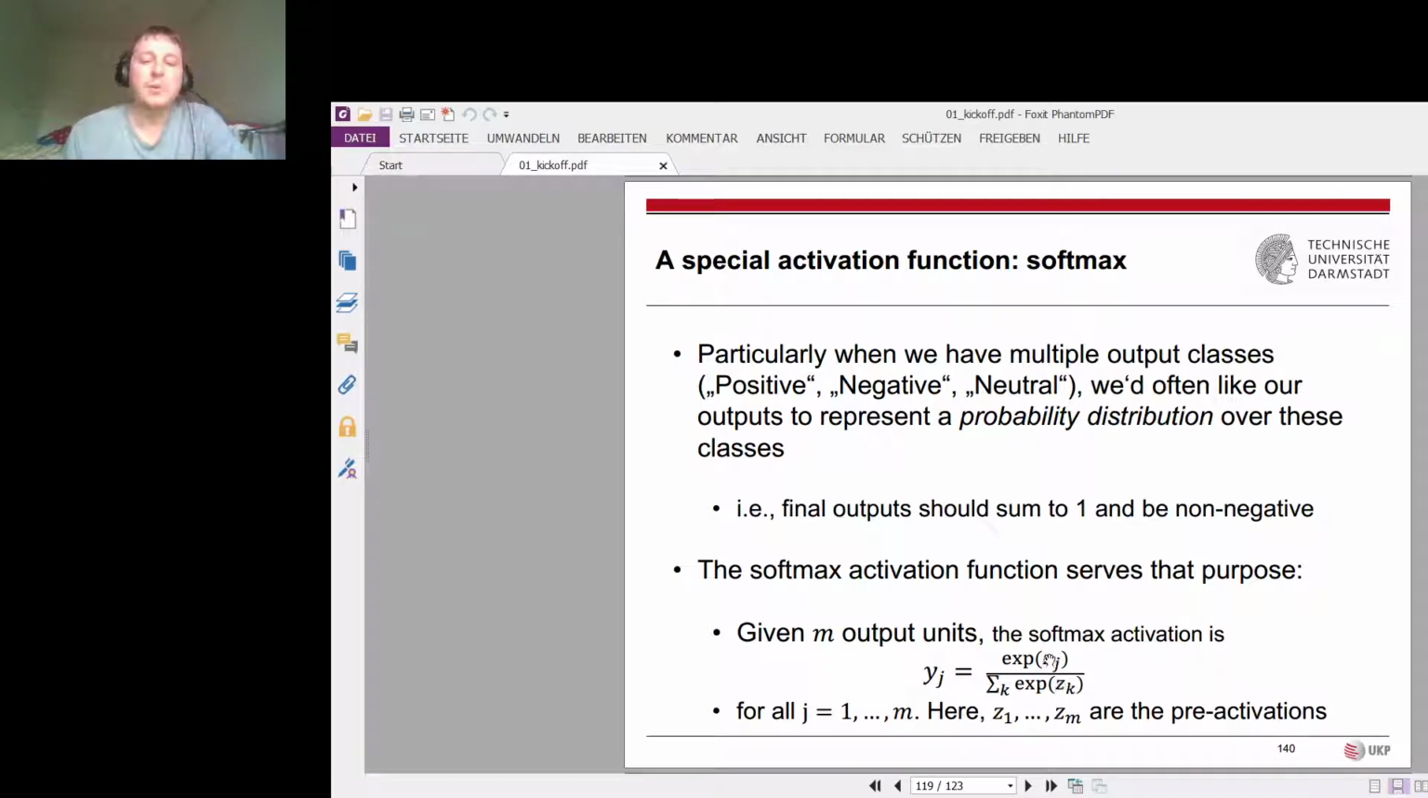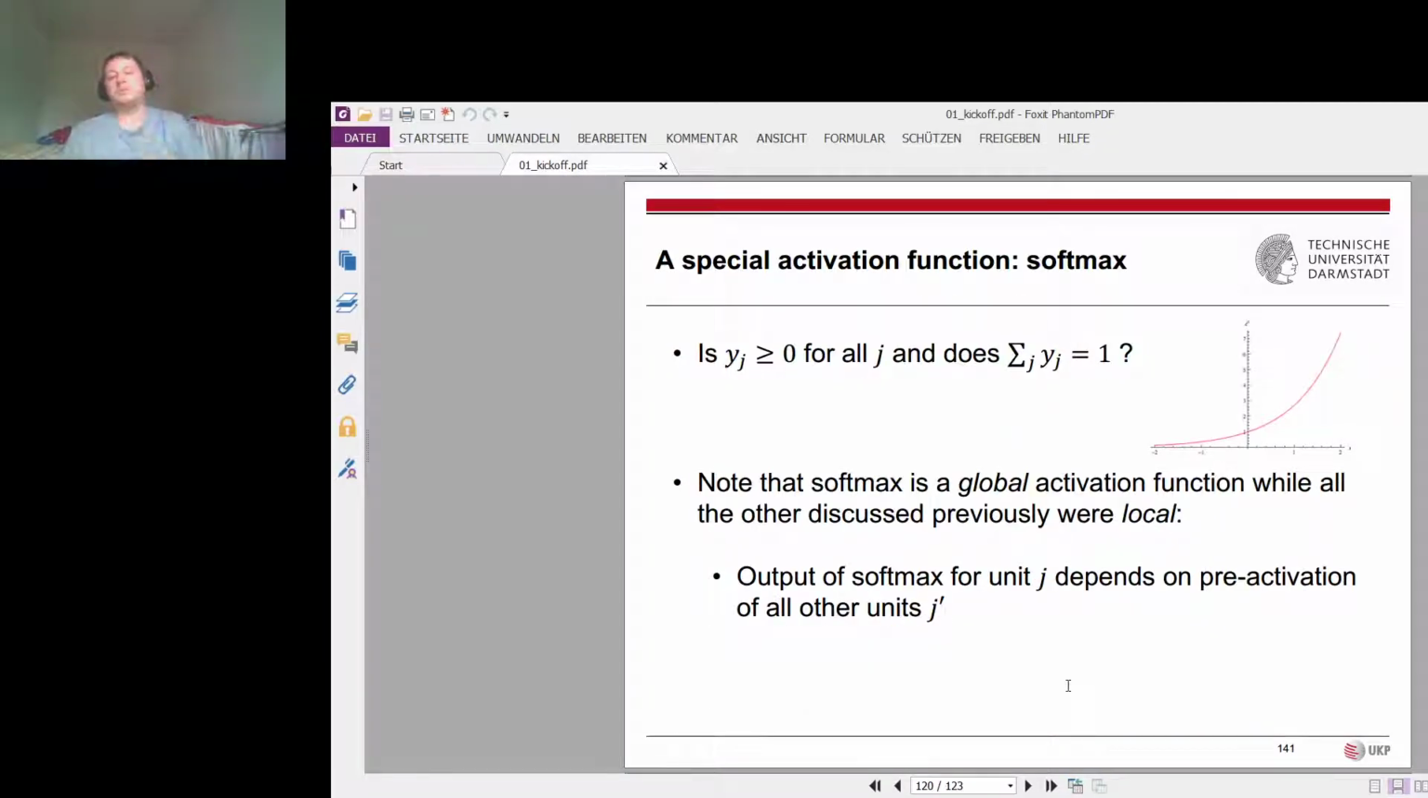So again, we get the activation of a unit as a function of the pre-activation, but in this case, it's also a function of all the other pre-activations, and that's what makes the difference. Now, can we see that that really makes a probability distribution? So the question is, is y_j greater or equal to 0 for all j, and does it hold that the y_j sum to 1?